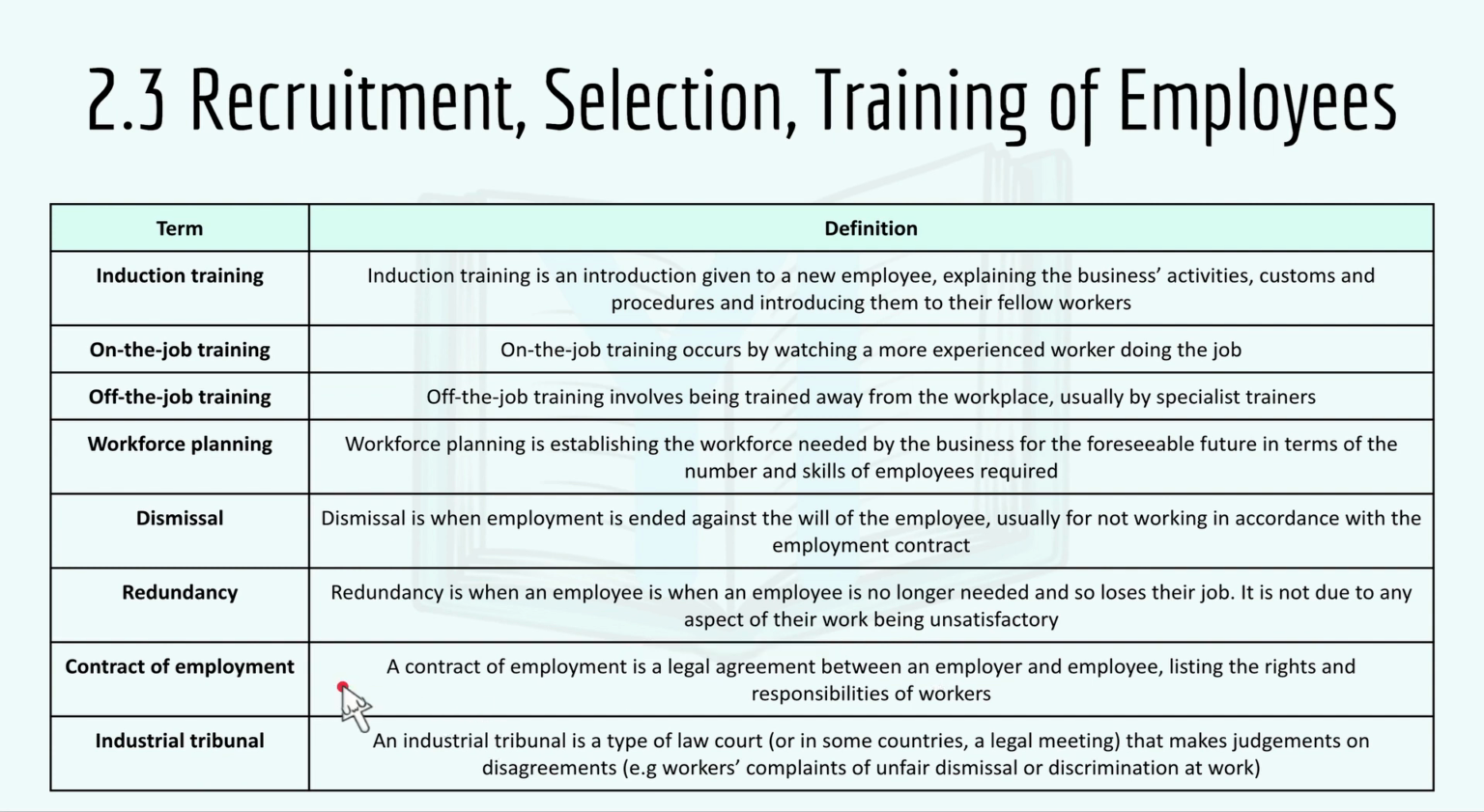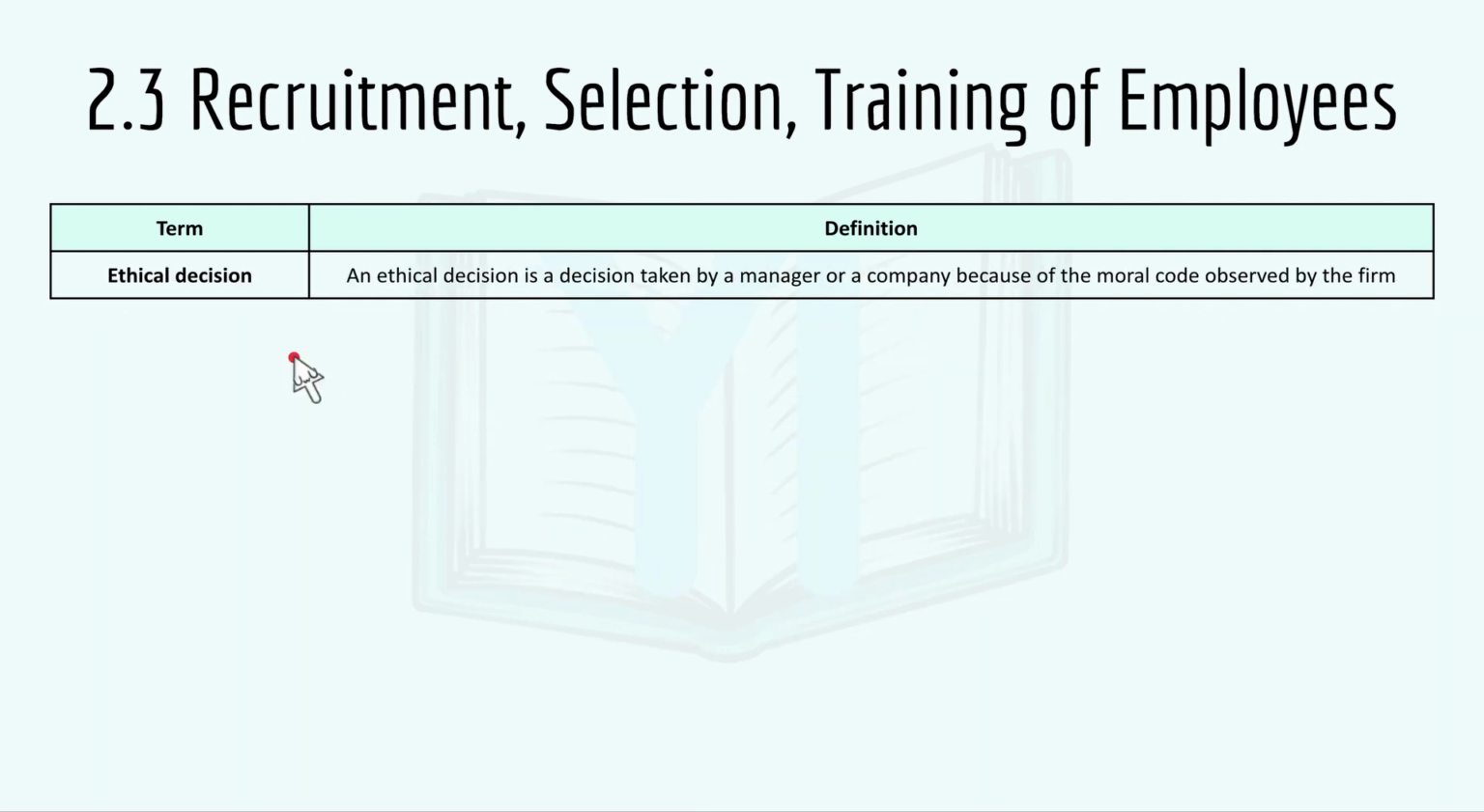Contract of employment is a legal agreement between an employer and employee, enlisting the rights and responsibilities of the workers. An industrial tribunal is a type of law court, or in some countries a legal meeting, that makes judgment on disagreements, like for example a worker's complaint of an unfair dismissal or discrimination at work. And lastly, here's ethical decisions. An ethical decision is a decision taken by a manager or a company because of the moral code observed by the firm.